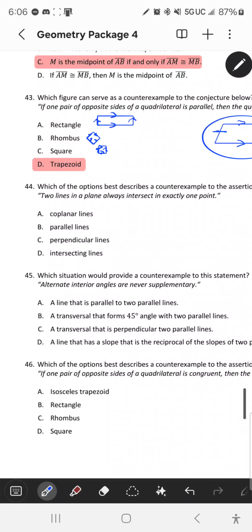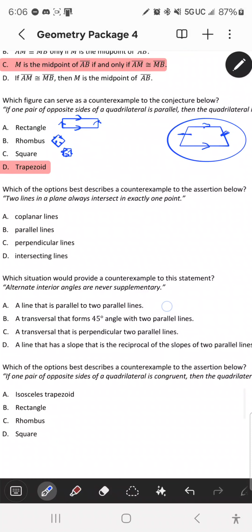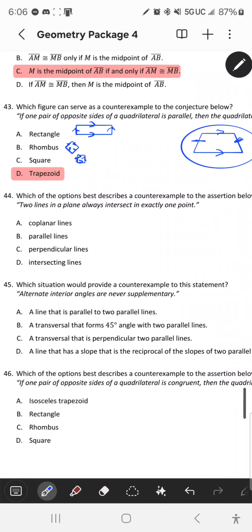Now, let's see 44. Which of the options best describes a counterexample to the assertion below? Okay, counterexample, we are trying to prove it wrong. So how can we prove it wrong? Two lines in a plane always intersect in exactly one point. Okay, coplanar lines is just two random lines in the same plane. Parallel lines, they are parallel to each other.